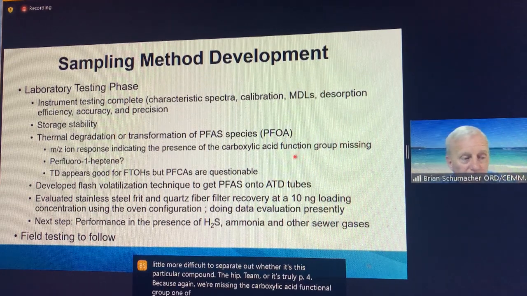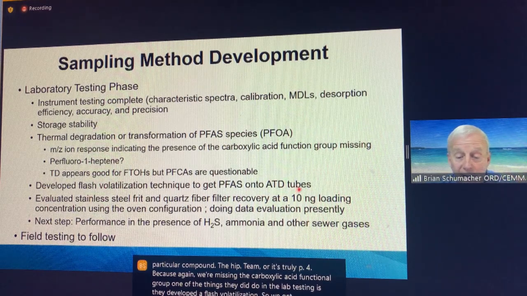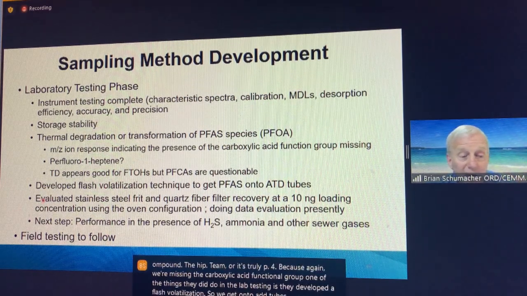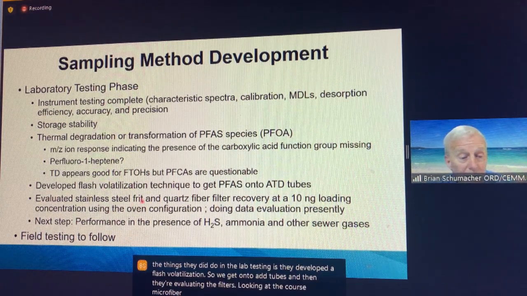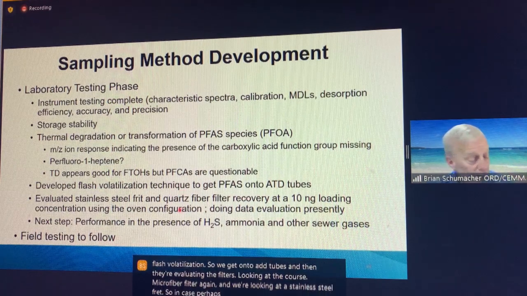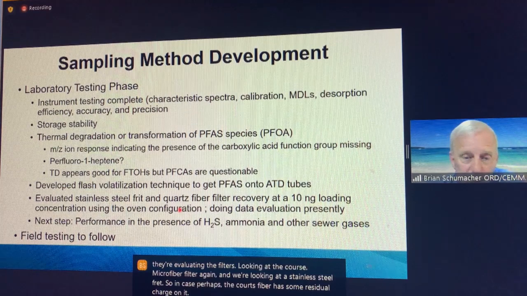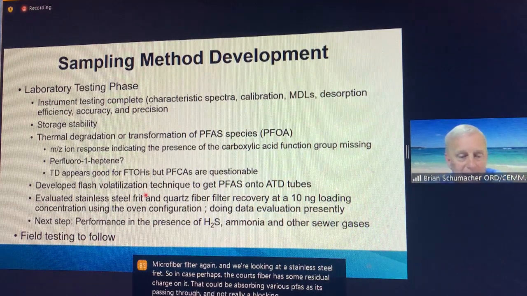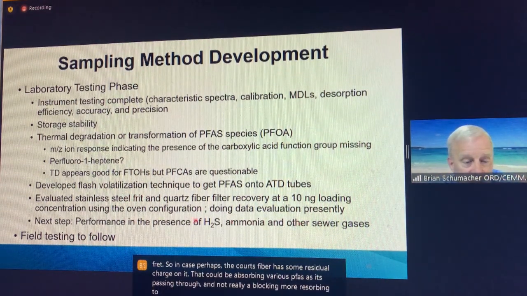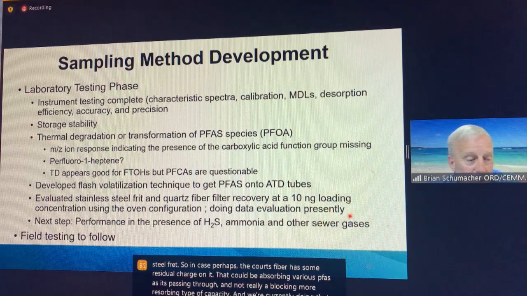One of the things they did in the lab testing is they developed the flash volatilization so we can get onto ATD tubes. And then they're evaluating the filters, looking at the quartz microfiber filter again, and at a stainless steel frit. In case perhaps the quartz fiber has some residual charge on it that could be absorbing various PFAS as it's passing through, not really blocking, more of an absorbing type of capacity. And we're currently doing that data evaluation.